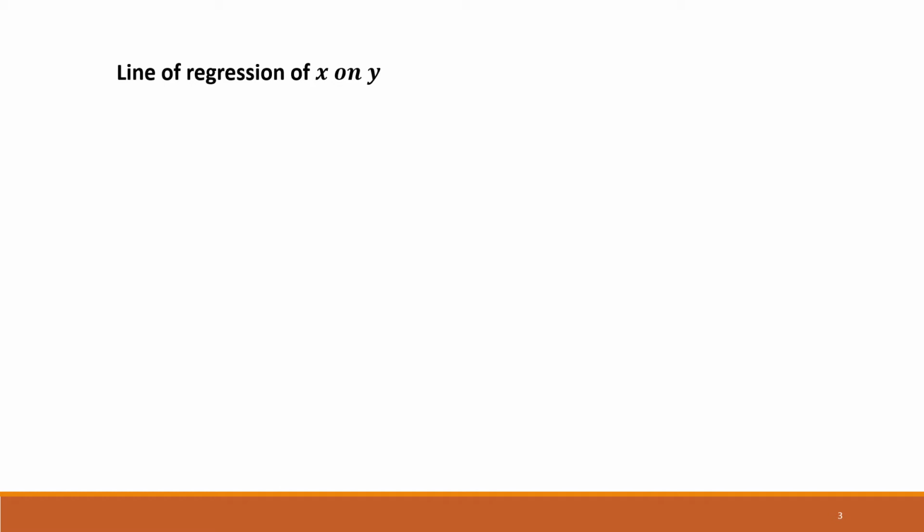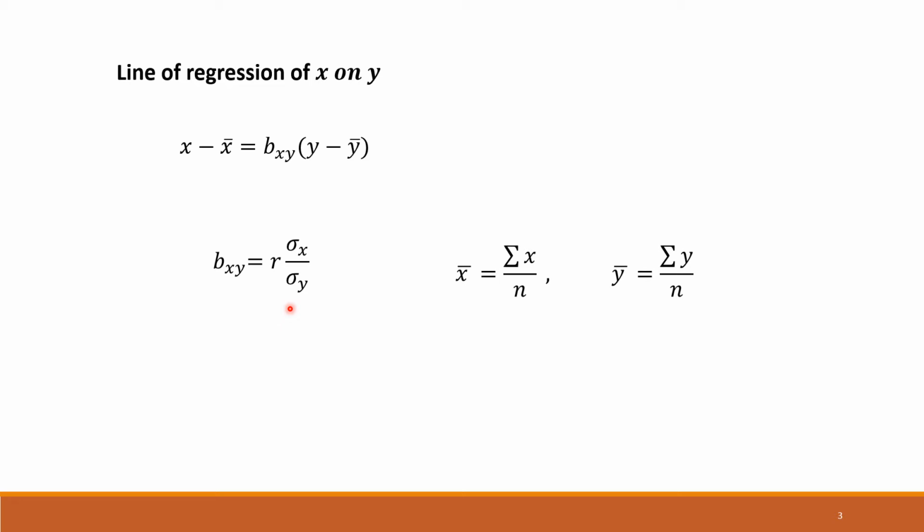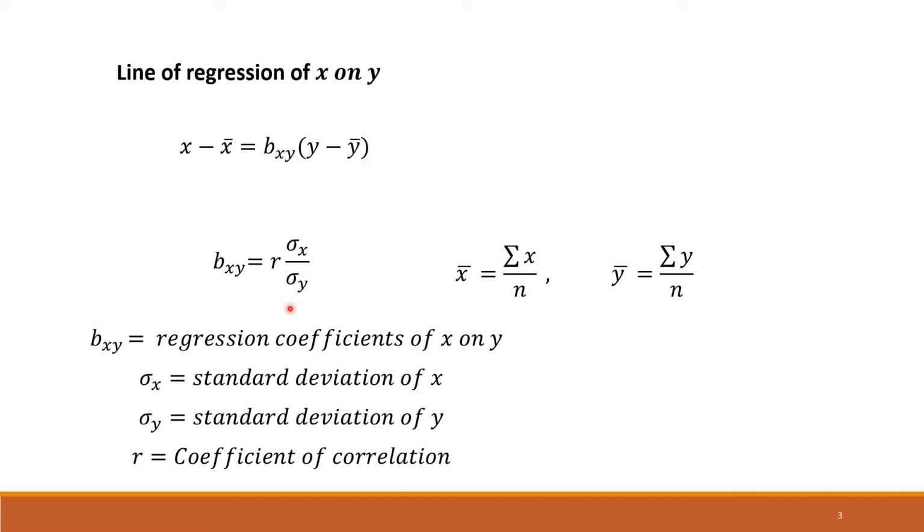Similarly, we have seen the lines of regressions of x on y. That is x minus x bar is equal to bxy into y minus y bar. So when I write x on y, we have to keep x variable on the left hand side and y variable on the right hand side. And the regression coefficient will become bxy. And bxy is defined as r into sigma x upon sigma y, where x bar, y bar are the mean defined by summation x by n, y bar is summation y by n. Similarly, bxy is the regression coefficient of x on y, and similarly sigma x, sigma y are the standard deviation, r is the coefficient of correlation.